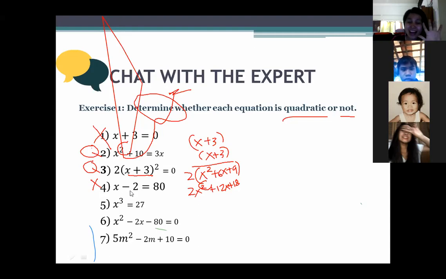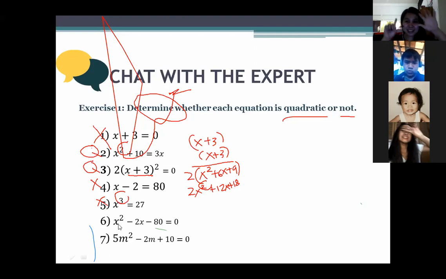How about number 5? X cubed equals 27. Ready? Very good. What's the highest exponent? It's 3. So it's not quadratic.